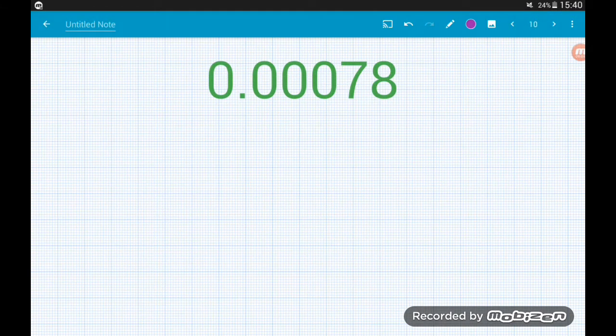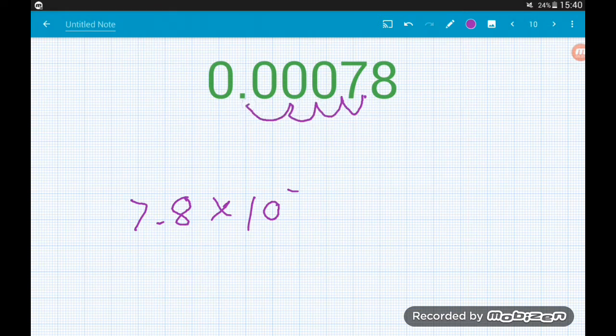Okay, 0.00078. Well, our first sig fig there is the 7, and he's got an 8 after him. So we want 7.8 times 10 to the minus something. Now again, let's put our decimal point between the 7 and the 8 and count how many places backwards or to the left the decimal has to move. So 1, 2, 3, 4 places. So our power there is -4. So 0.00078 can be written as 7.8 times 10 to the -4. Cool.